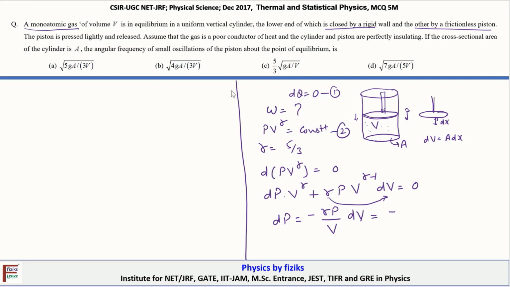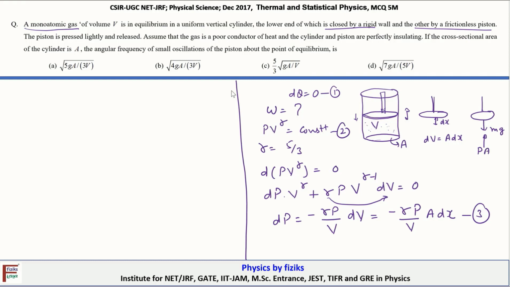So that is equal to minus gamma p upon V multiplied by A dx. Okay, let's call this equation 3. Now when the piston is in equilibrium, that means when there is no force applied on the piston, its weight, the weight of the piston mg, acting in the downward direction, will be exactly balanced by the force exerted by the gas molecules inside the chamber. And that force is equal to the pressure exerted by the gas molecules multiplied by the cross sectional area.